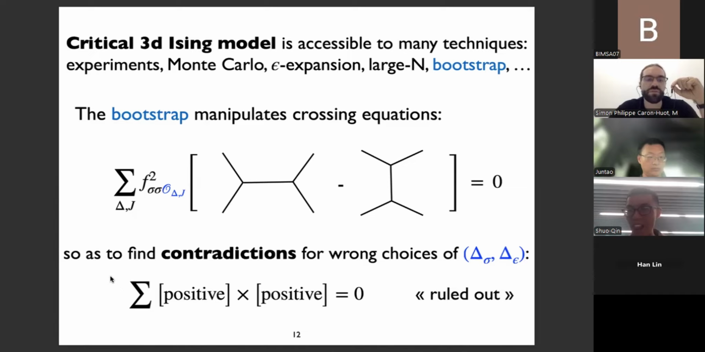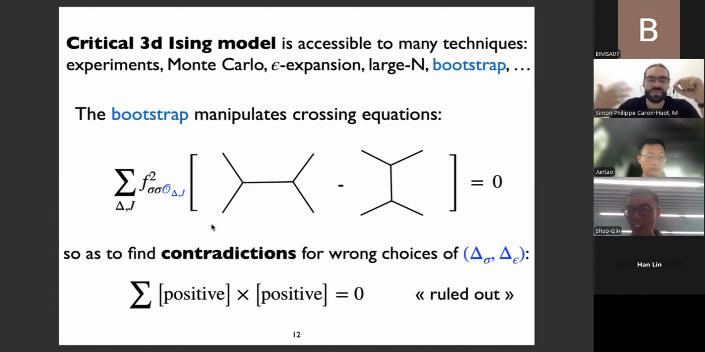And the idea of the bootstrap is to manipulate this equation in order to find a contradiction. So if you can arrange an external point or a combination of these equations such that you expect that the f squared on the left is positive. If you manage to write something that's a sum of positive times positive equals 0, then you have a contradiction, and that means that some assumption is ruled out.